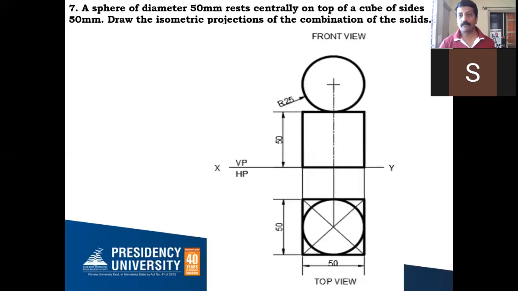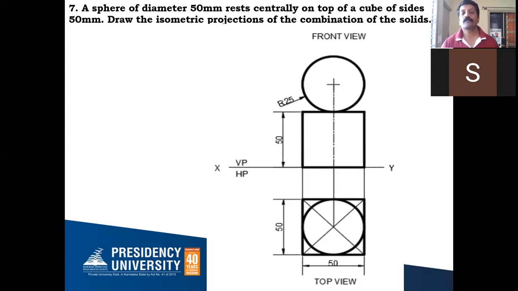A cube is the base solid. Above that, a sphere is placed. That's what he has given. A sphere of diameter 50 millimeter rests centrally on the top of a cube of size 50 millimeter. First, we have to draw the base solid, that is a cube. Above that, we have to draw the sphere. A sphere is nothing but a ball.